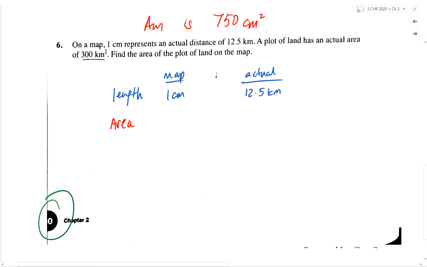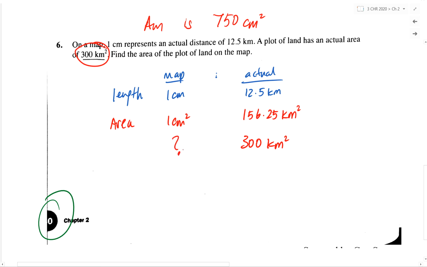Okay, we have our scale for length. Now for area, we've done so many of these already. 1 square centimeter. Now 12.5 squared, I can't do it mentally. So we get 156.25 square kilometers. So this is for area. And we require an actual value of 300 square kilometers. So we want to find this unknown over here.